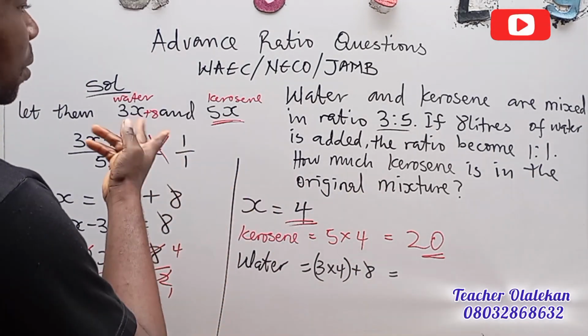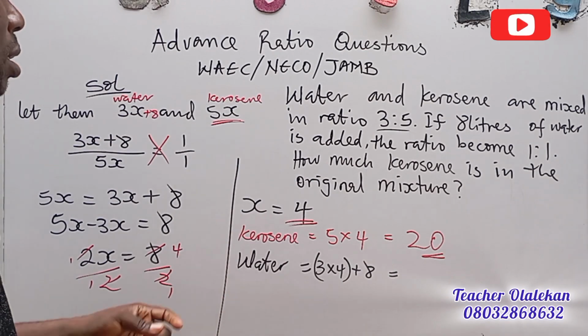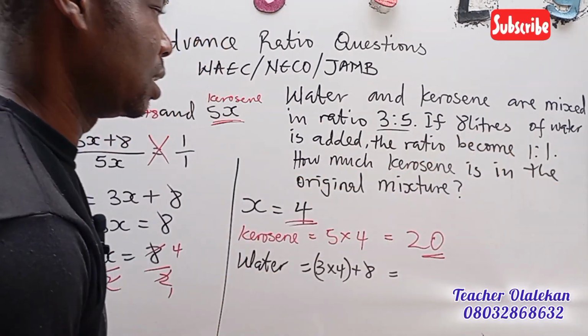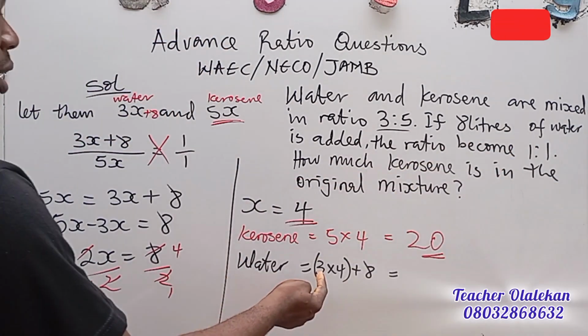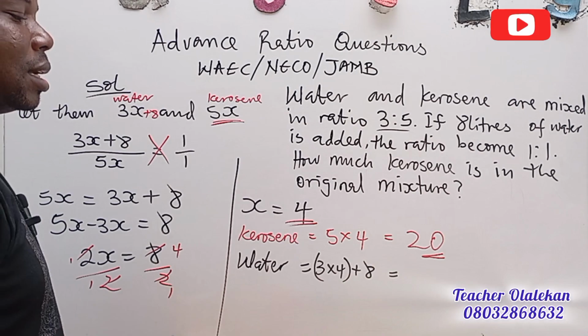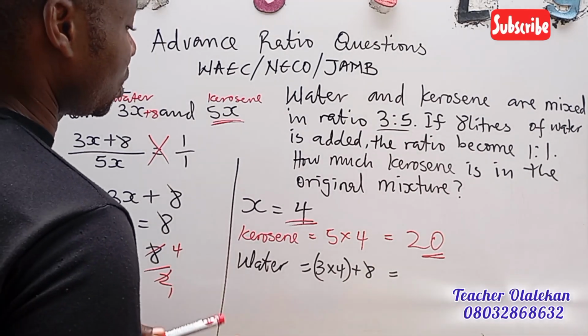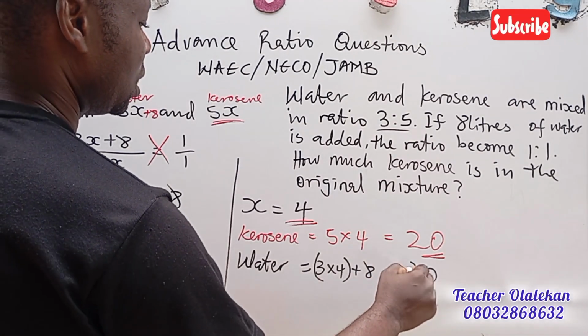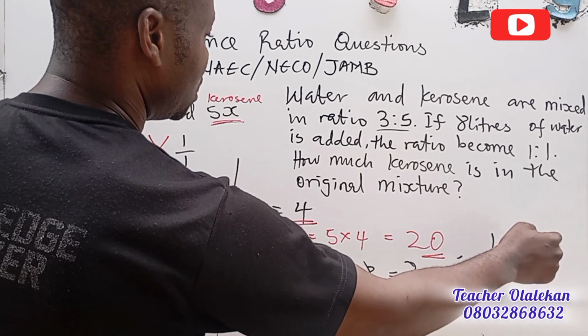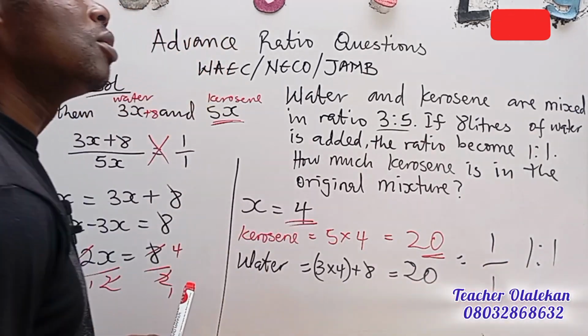Because we are told that when 8 liters is added, the ratio becomes 1:1, that is an equal ratio. So what's 3 times 4? 12. 12 plus 8, that is 20. So that means we are correct. So you see that when you reduce this to the lowest term, you will arrive at 1/1, which is 1:1. So that means we are correct.